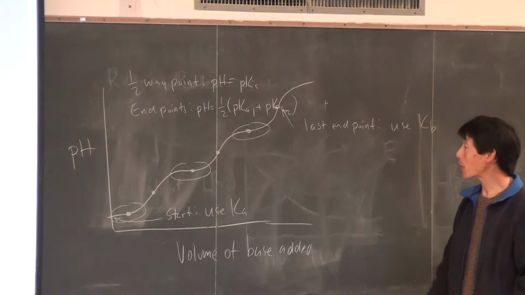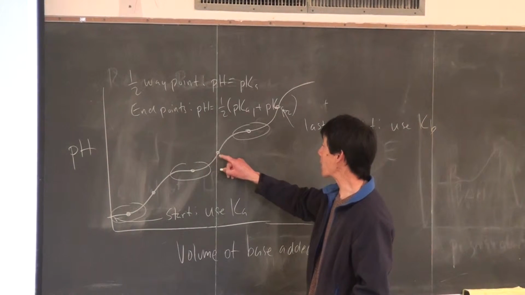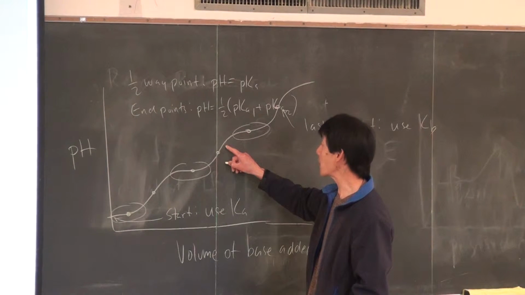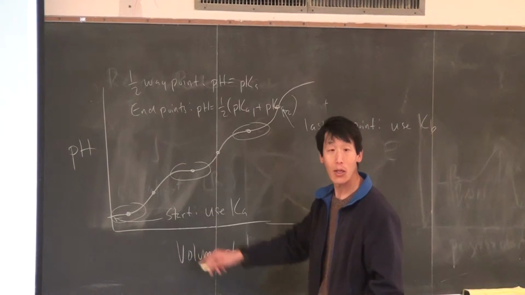Note that a buffer has a buffer capacity, so if too much base is added, then the pH will shoot up because that buffer has exceeded its buffer capacity. If too much acid is added, then the pH goes down.